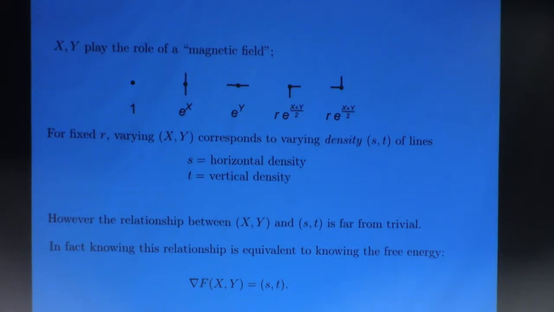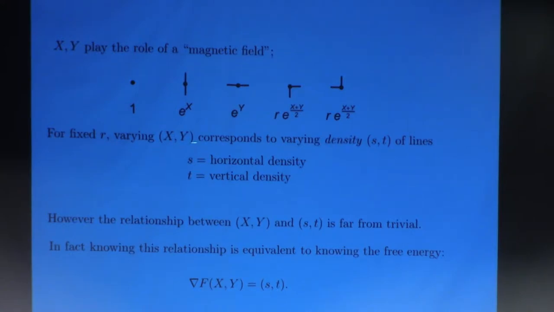These two parameters, x and y, if you're a physicist, play the role of what you call a magnetic field. x is in some sense telling you your preference for going vertically, and y is your preference for going horizontally. If x is large, then configurations with lots of vertical edges will have large weight, and therefore large probability. Similarly for y. If x is small, then you don't want to have lots of vertical edges.